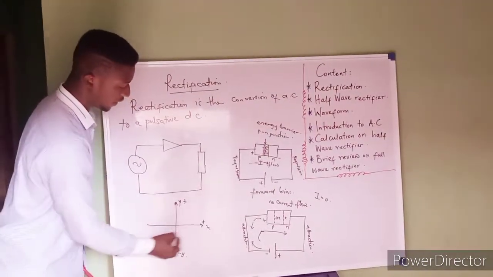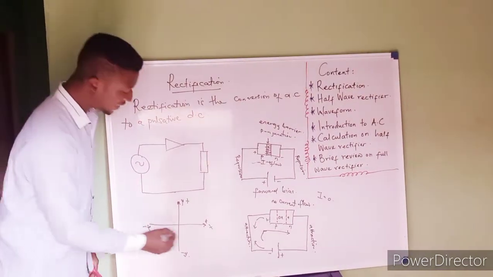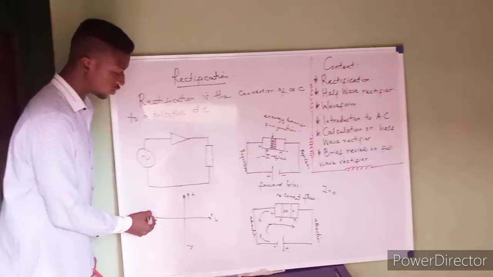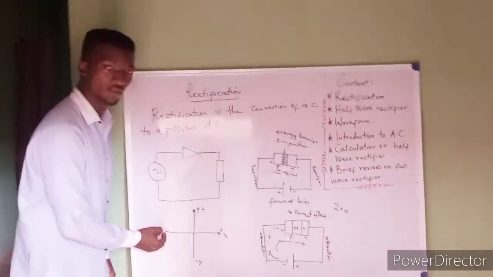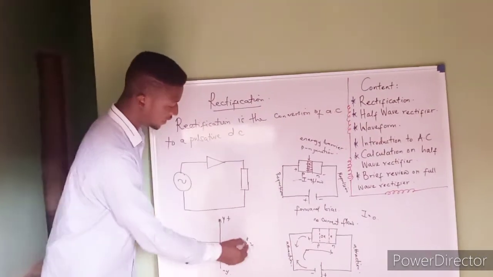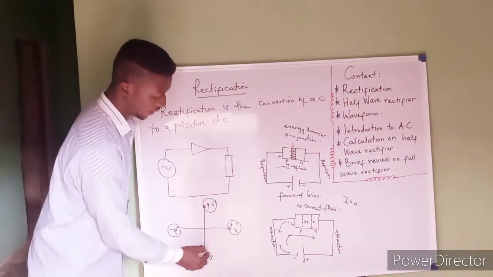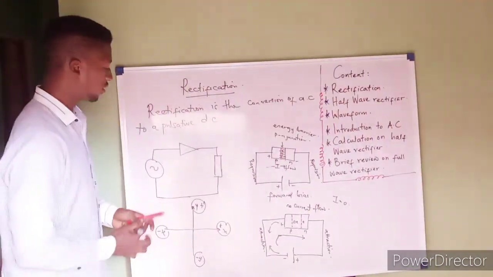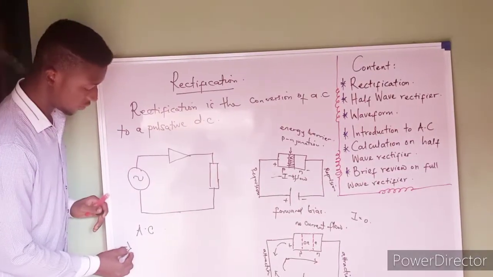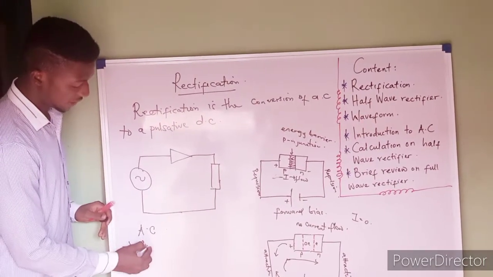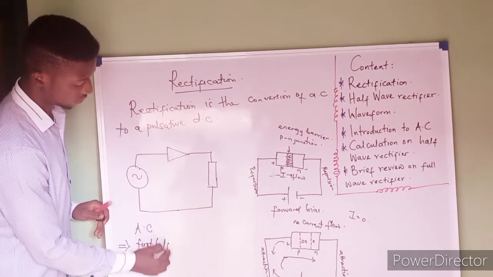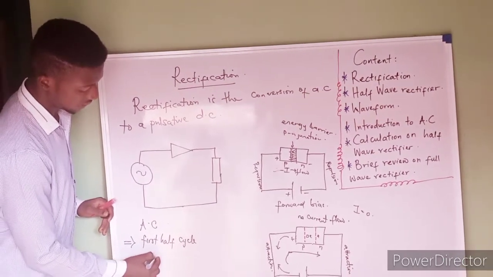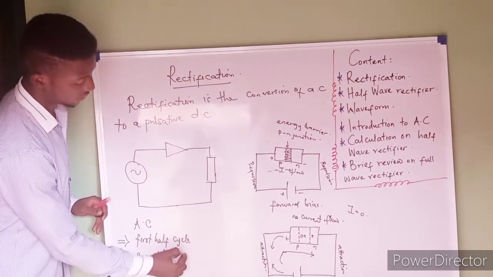If this side is positive of X, this side will be negative of X. As it moves towards the positive of X, when it turns back in the other direction, it will move towards the negative of X. Meaning it's covering the negative end and it's covering the positive end. Or it's covering the positive end and it's covering the negative end. That's what we mean by alternating. Now here, there are two half cycles. We call it the first half cycle, and the second is the second half cycle.